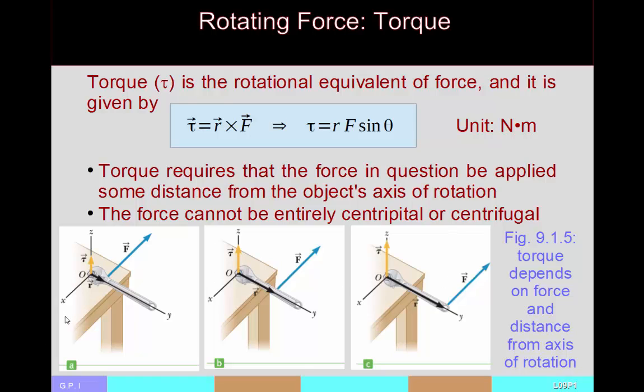So here, for example, you see the force being applied at increasingly greater distances from the point of rotation, the axes of rotation. So the torque is getting progressively larger, even though the force applied is actually staying the same from one to the next to the next. So the longer this distance from the axes of rotation, the larger the torque for the same amount of force.